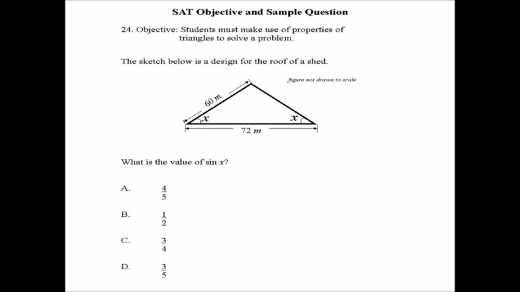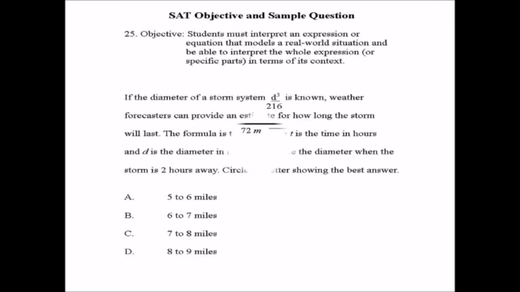Got it? Excellent. And number 25, final question. If the diameter of a storm system d cubed over 216 is known, weather forecasters can provide an estimate for how long the storm will last. The formula is T is equal to d cubed over 216, where T is the time in hours and d is the diameter in miles. Calculate the diameter when the storm is 2 hours away. Circle the letter showing the best answer, A, B, C, or D.